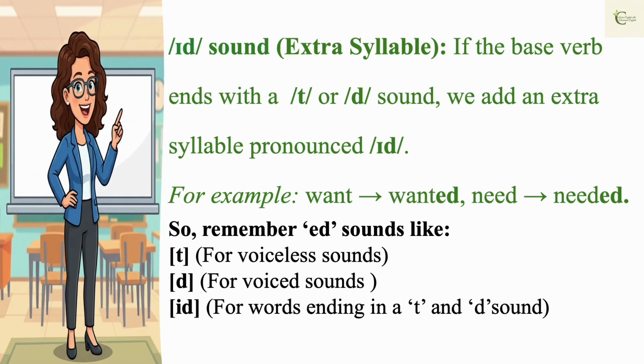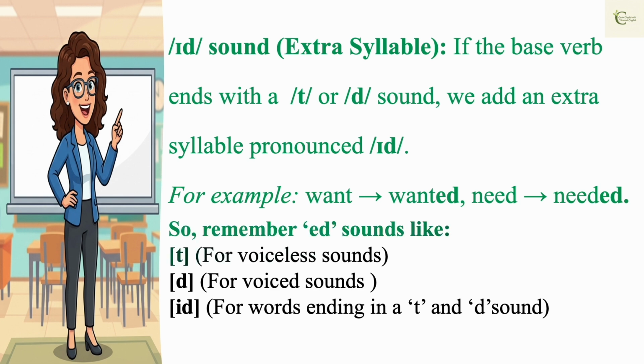Id sound. Extra syllable. If the base verb ends with the t or d sound, we add an extra syllable pronounced id. For example, want, wanted. Need, needed.